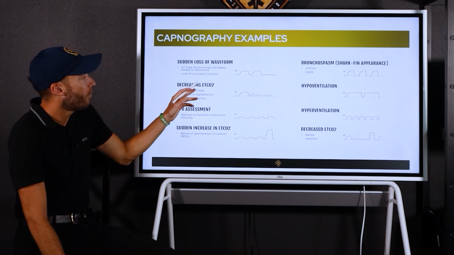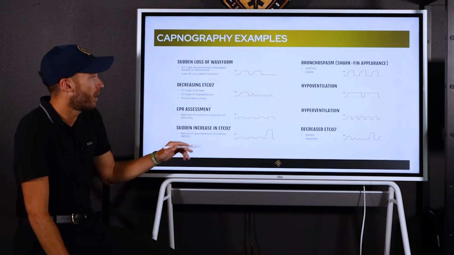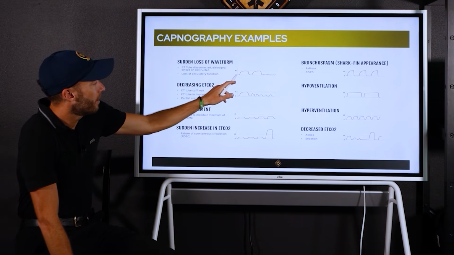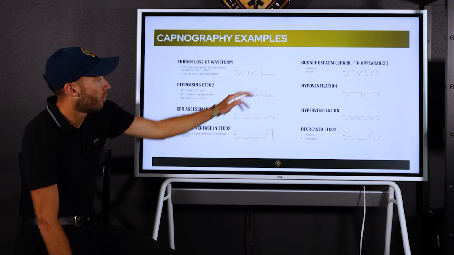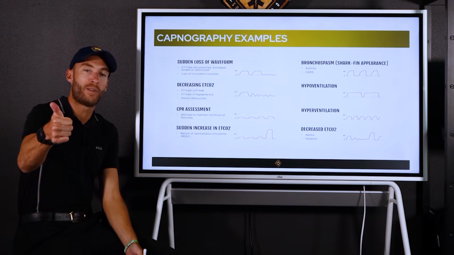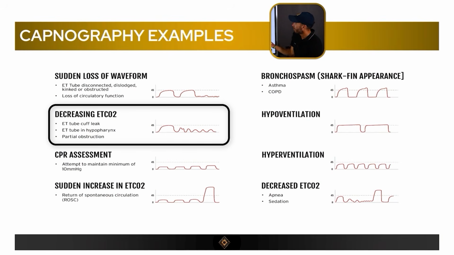Okay, hopefully it is an ET tube problem and not that they just went into cardiac arrest. So we can see here, we're moving along nice, and then it just goes away. So what is that? Check your vitals, check your tube. Okay, decreasing end-tidal CO2.